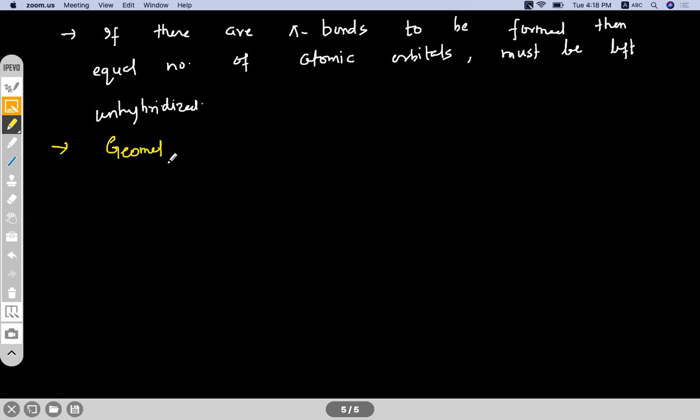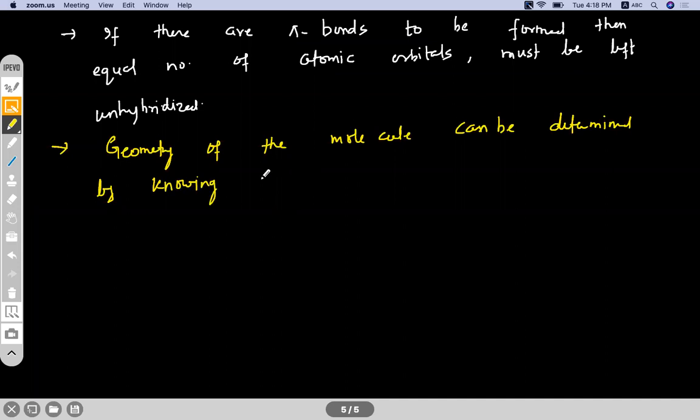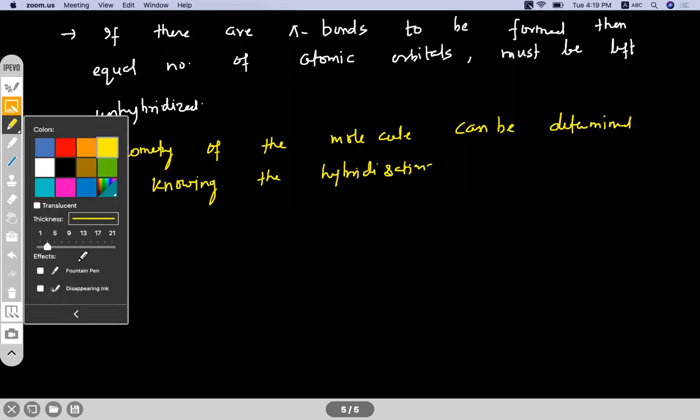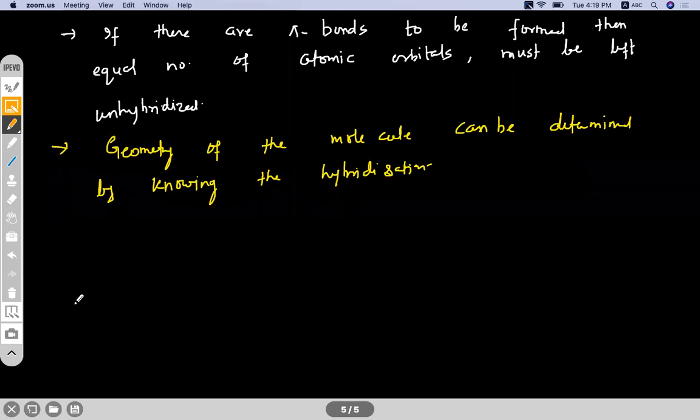Geometry of the molecule can be determined by knowing the hybridization. It's very simple to find out hybridization, but if you want to understand the actual thing, you have to give a little bit of time here. Okay, I can finish this hybridization in 2 minutes. But I'm not giving you just a small short trick which we use in solving questions. I want you to understand the actual concept and then we'll see the trick. So first we'll discuss the actual concept.